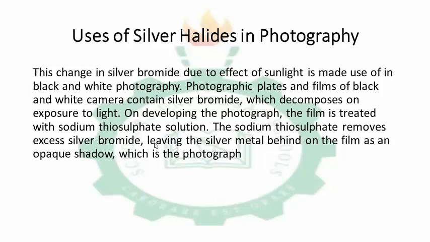When we are developing the photograph after taking the image of an object, the film is treated with sodium thiosulfate solution. The sodium thiosulfate solution is used to remove the excess silver bromide present after we have exposed it to sunlight. After that, we are left with the silver metal formed on the film, and this is formed as an opaque shadow, which is also the photograph of the object we took.